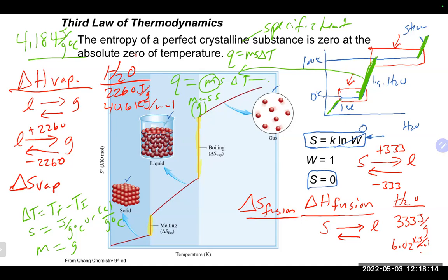Last thing here as well is, as you can see from my graph, it takes a lot more energy to go from liquid to gas than it does to go from solid to liquid. That's because as you go from solid to liquid, everybody's still together pretty close to each other. As you go from liquid to gas, it has to completely break apart from each other, so you need a lot more energy to do that. That's why you see, for example for water, there's only 333 joules versus like 2200 joules to do the same thing at the boiling point.